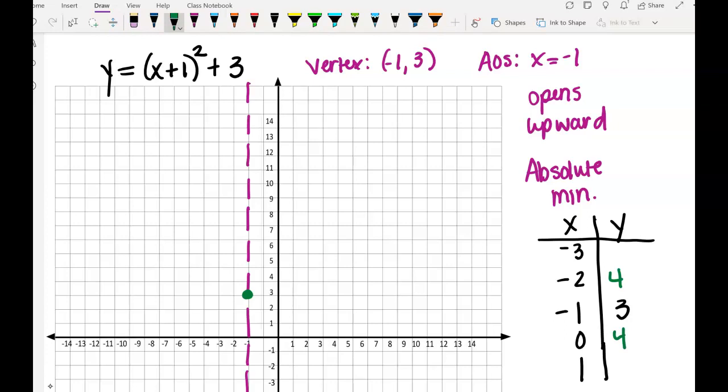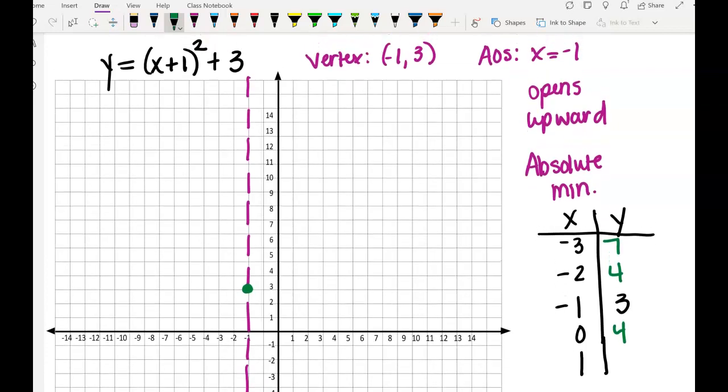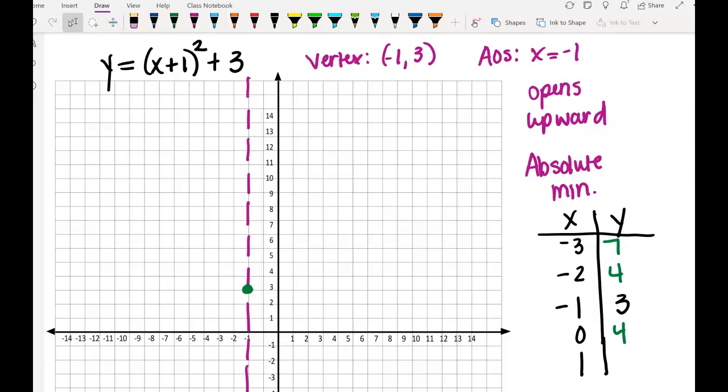If I put in -3, -3 plus 1 is -2. -2 squared is +4. 4 plus 3 is 7. 1 plus 1 is 2. 2 squared is 4. 4 plus 3 is 7. These tables have to be symmetrical. That's why we put that vertex in the center, so we would get 2 points on the left and we would get 2 points on the right.